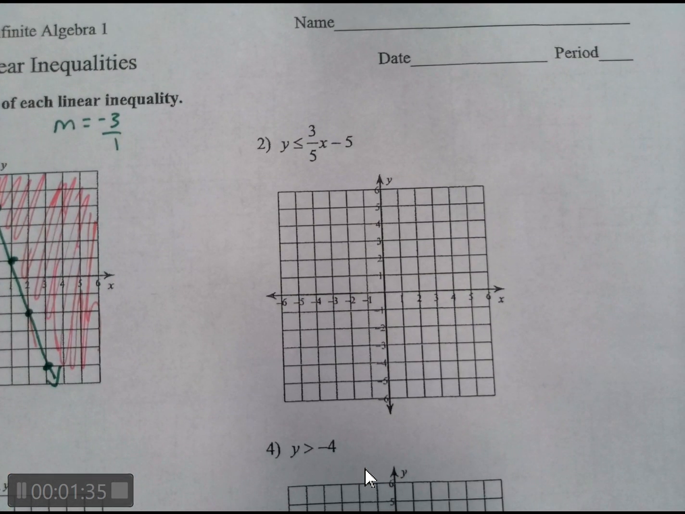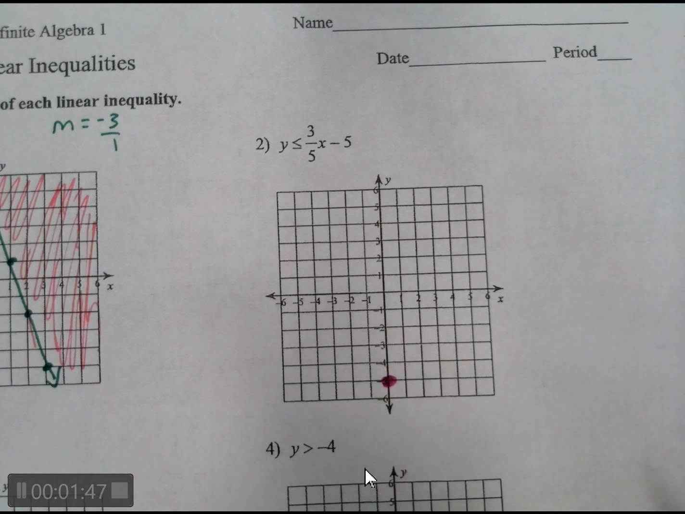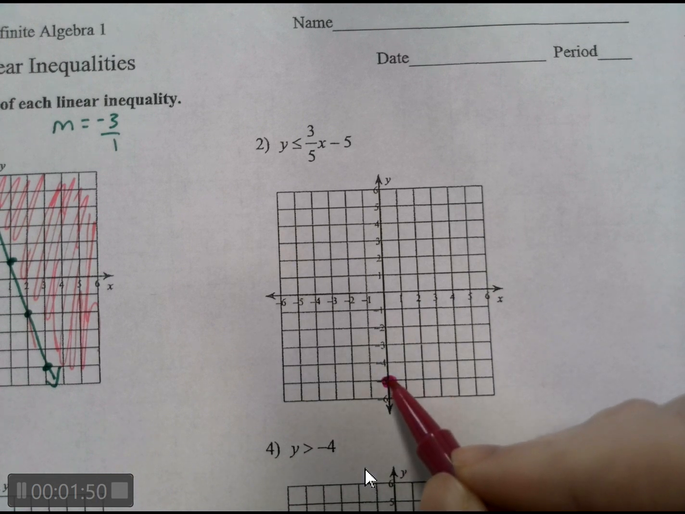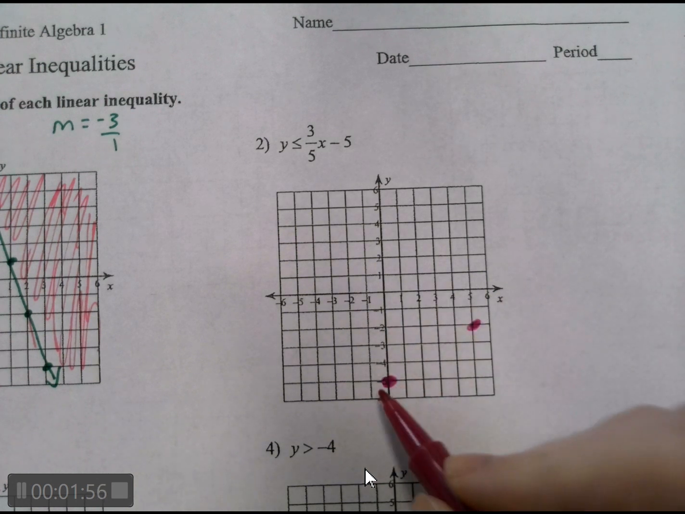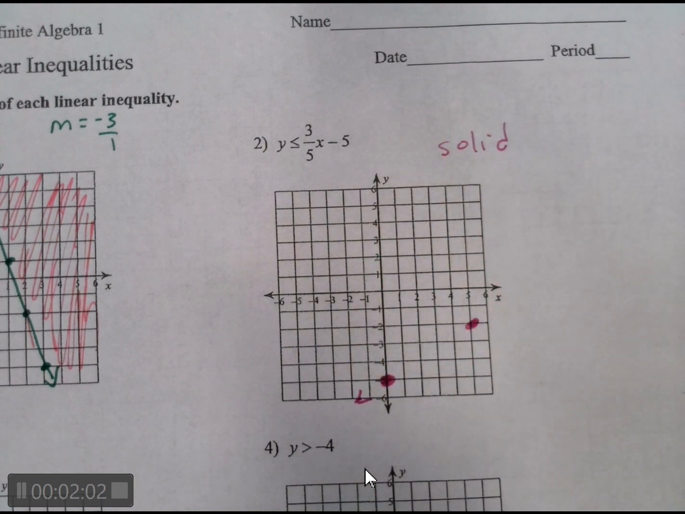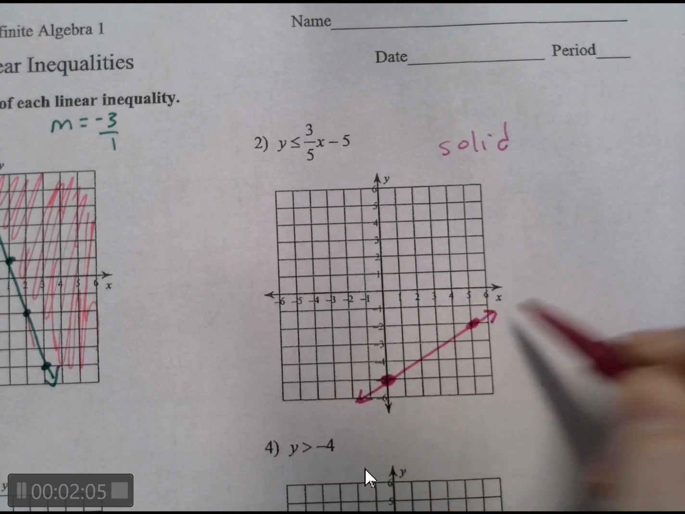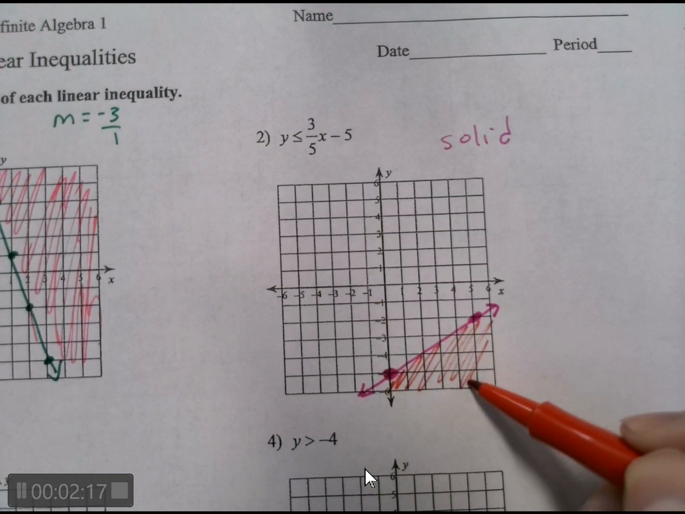Alrighty, for number 2, y is less than or equal to 3 divided by 5x minus 5. So our y-intercept is negative 5. And then we're going to go up 3, to the right 5. Okay, and it's going to be a solid line. Now, since y is less than, it's going to be below our line. So we're going to shade below our line.